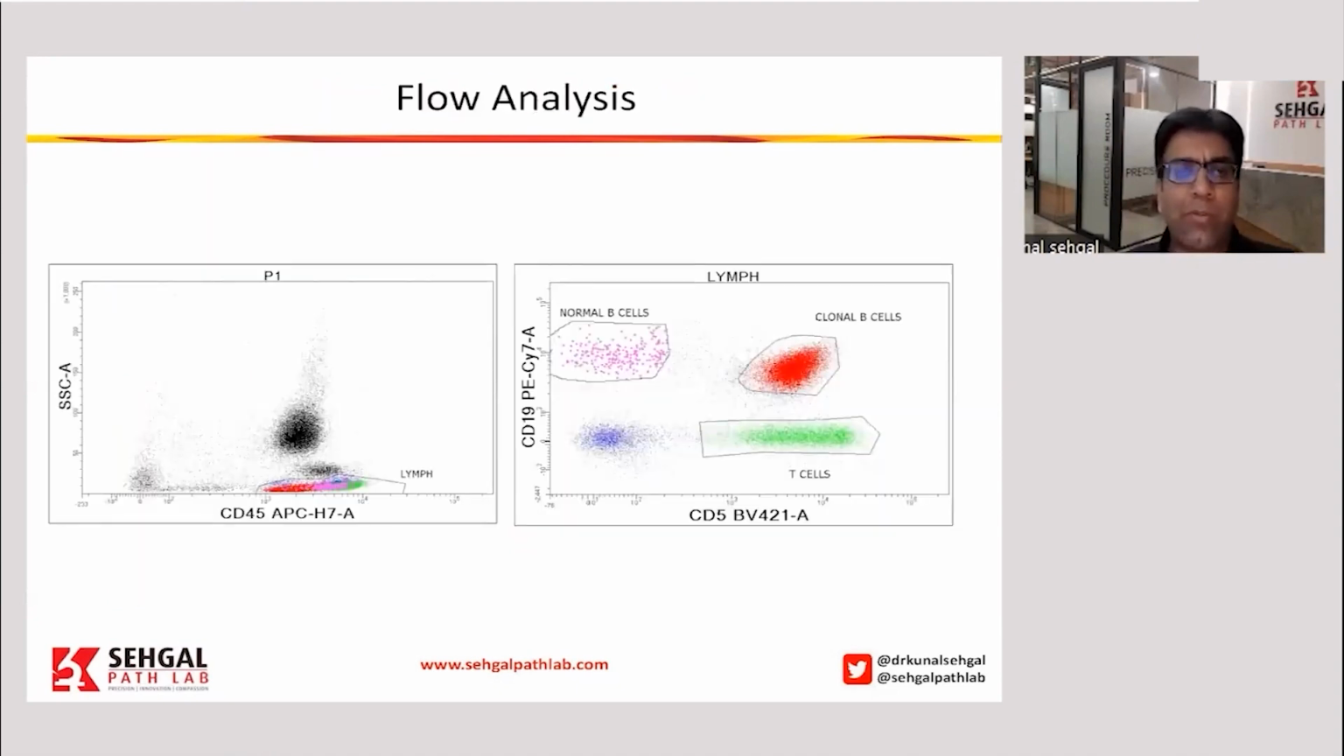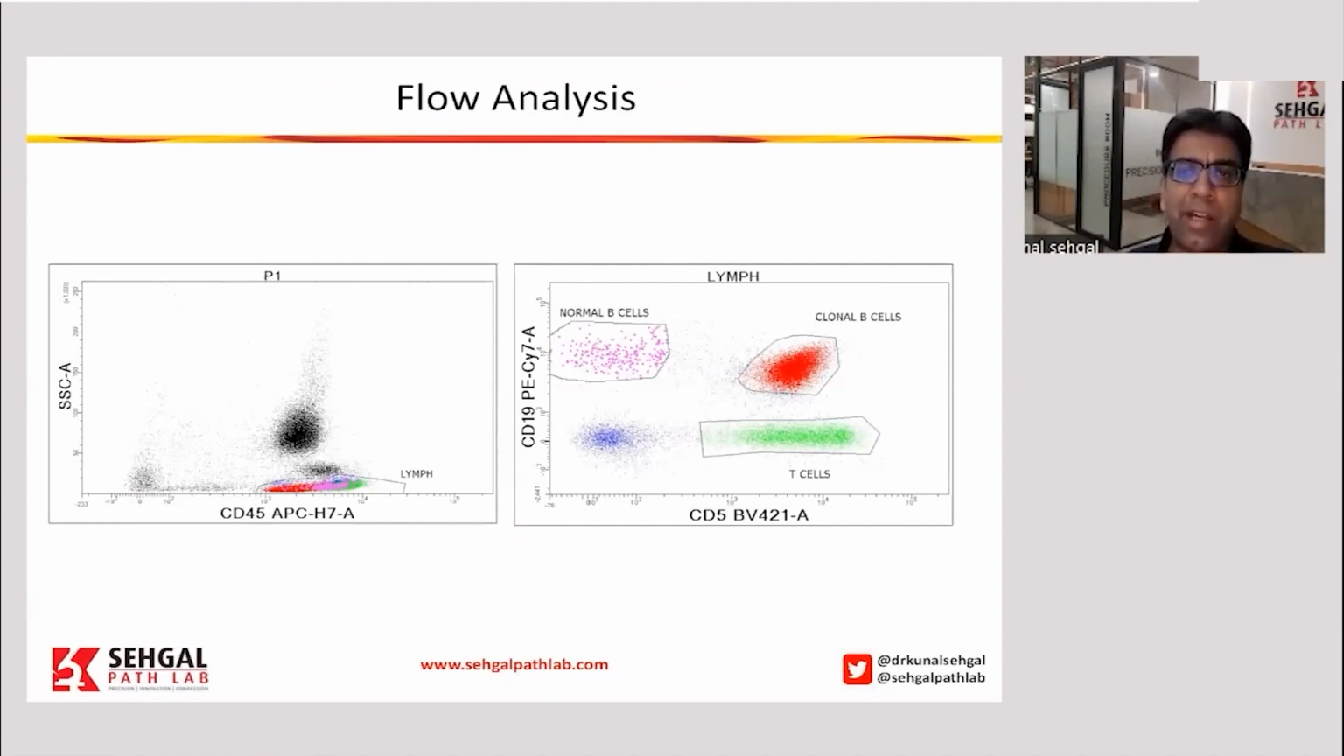What I'm going to show you in the flow is the role of CD45 gating. So this is for any peripheral blood. The bright CD45 cells on the x-axis are colored in blue, which is the lymphocytes. I have used a uniform color scheme throughout my presentation.